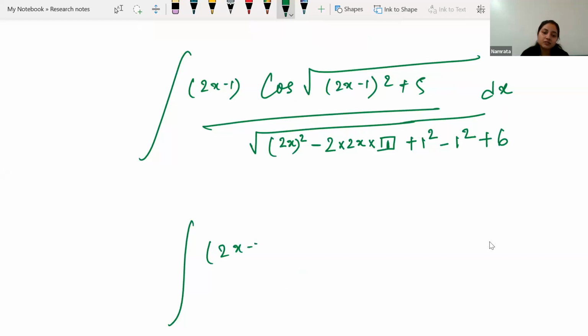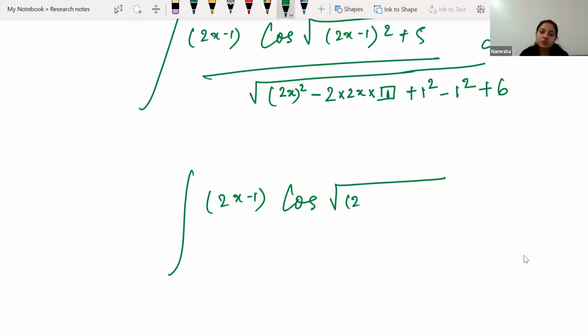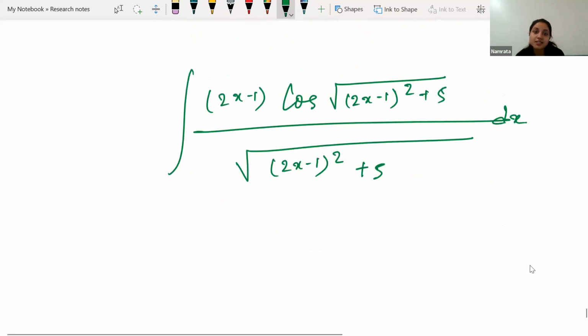Here we are having 2x minus 1. I understand that you all know how to make the perfect square, but sometimes you get confused or sometimes you just forget how you were doing in previous classes. So here we are having cos of 2x minus 1 whole square plus 5. In the denominator we are having a minus b. So 2x minus 1 whole square, and this negative 1, positive 6 will make plus 5 dx. Yes, we are getting the same term. Whatever we have expected, it is the same thing. So this is exactly we are getting over here.